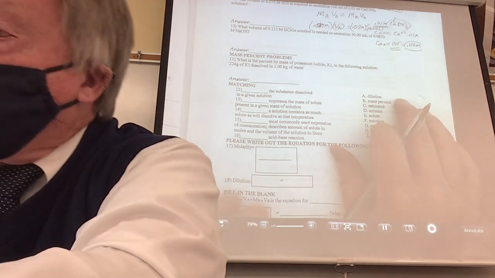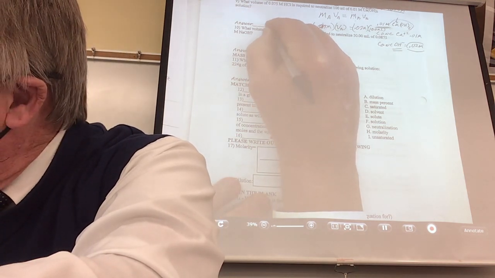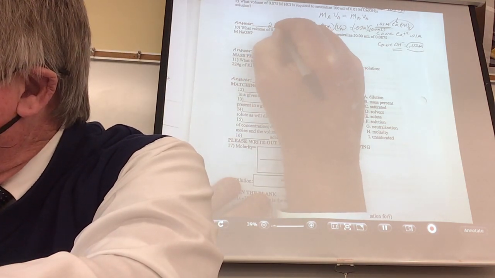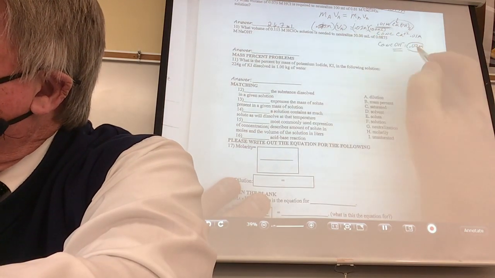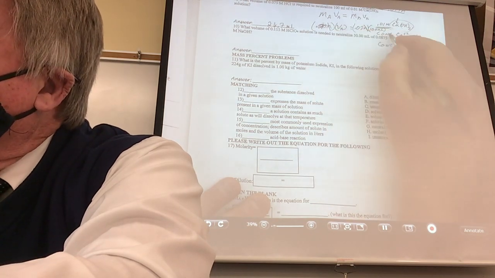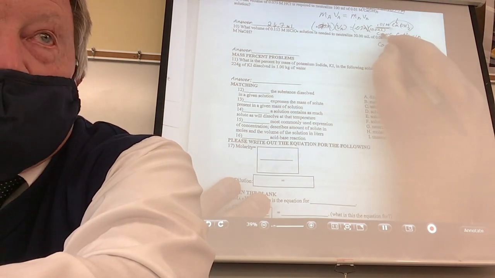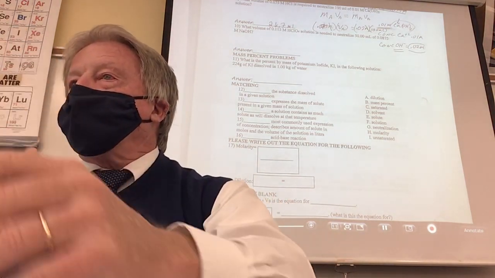Max, you're done? What do you got? 26.7. How much? 26.7. What units? Milliliters. Right. You know why? Because big M canceled out, and the only unit left is milliliters, right? So if you want your final answer to be in milliliters, leave it in milliliters in the original equation. Get that?